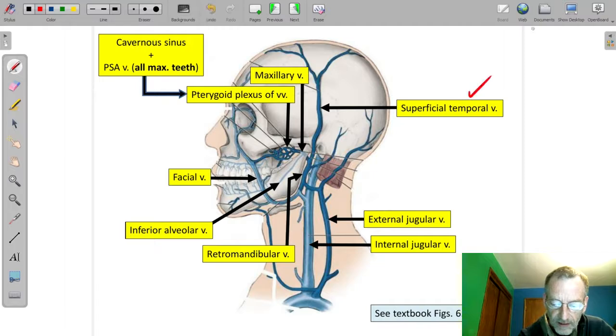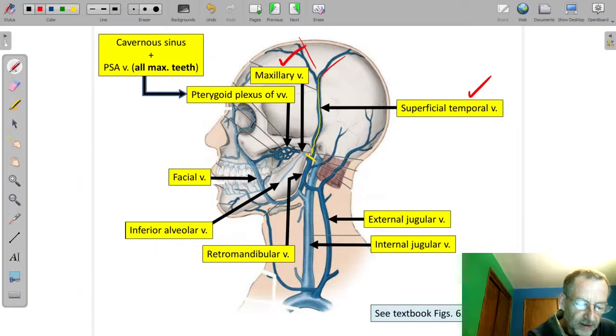Superficial temporal vein, it parallels the superficial temporal artery. So a lot of these major veins and arteries are paired. And there are parietal and frontal branches of that as well. Now, when the superficial temporal vein descends, it gets to this point where the maxillary vein is. And at that point, the superficial temporal vein ends and the retromandibular vein picks up. So the retromandibular is formed by the superficial temporal and by the maxillary vein.